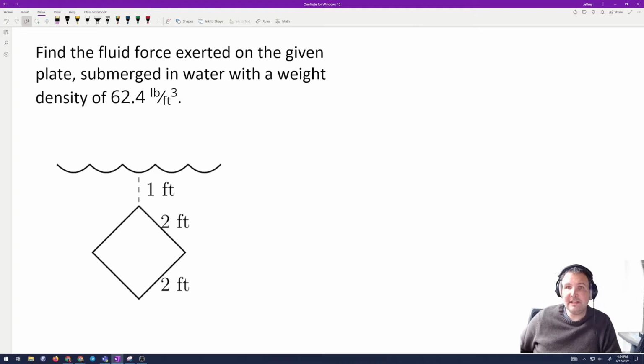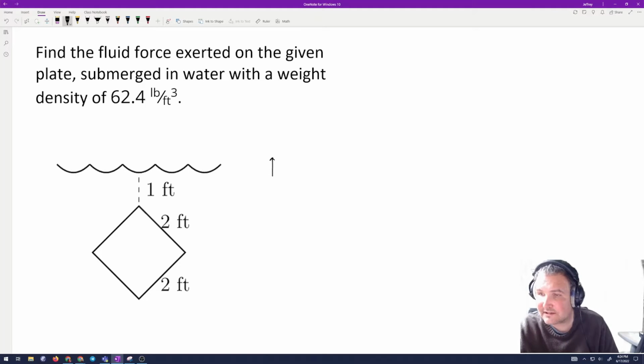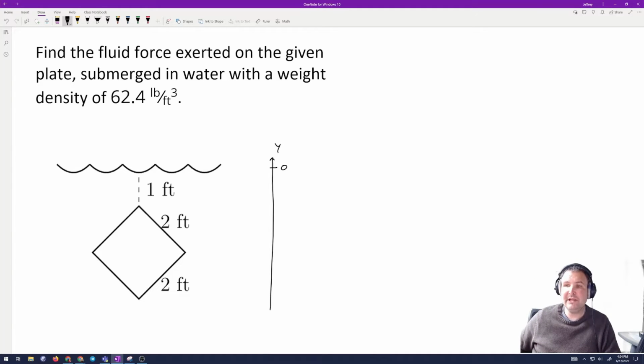So here we are asked to find the fluid force exerted on a given plate submerged in water with a weight density of 62.4. So what we want to do is use our formula, and we have everything we need. We can find a function for the depth. We'll set up a y-axis. Now this is a choice, and the numbers aren't really nice when you do this, but I'm going to set sea level at 0. We could describe the depth many other ways, but that way we're thinking of the water level at 0, just for this particular strategy.